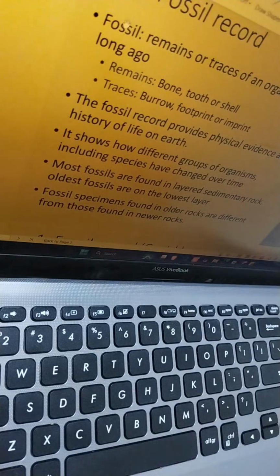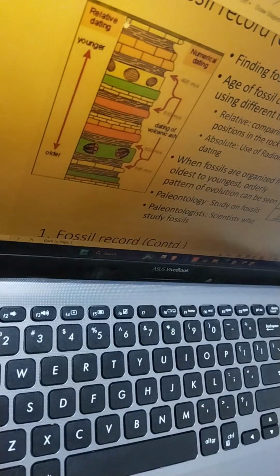Then fossil specimens found in older rocks are different from those found in newer rocks. Finding fossils is not an easy task.